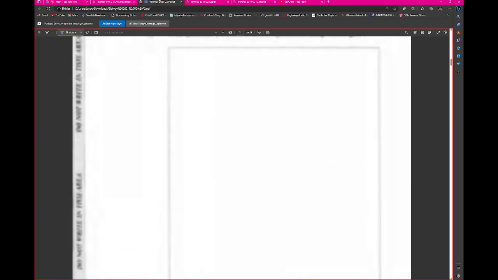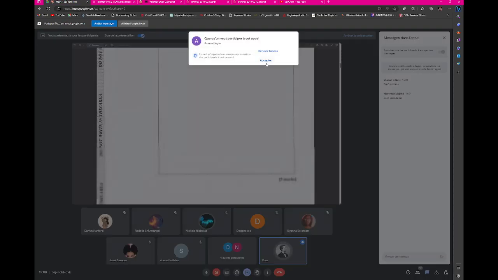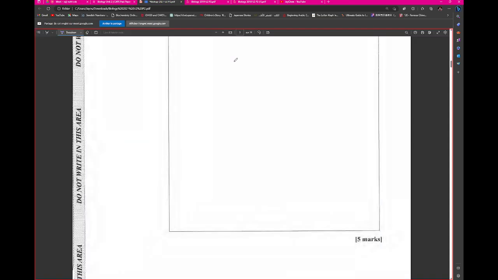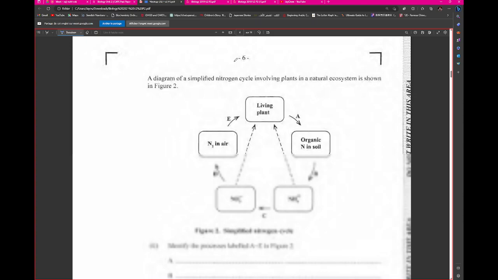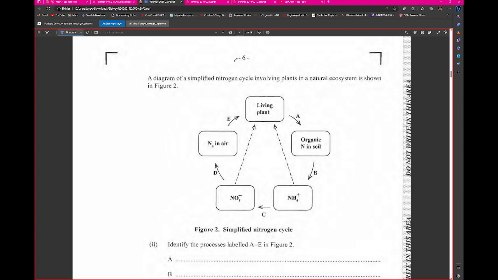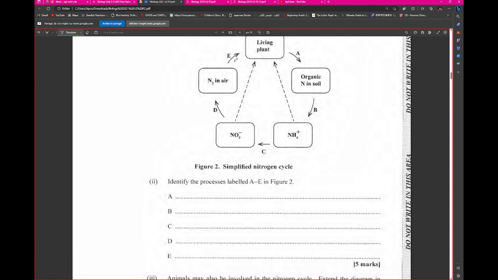So the first question is really just a table. Does it assess biology knowledge? No, you just have to really know how to draw a table and it should be fine. 5 marks, right? It's really a steal, to be very honest. Now, a diagram of a simplified nitrogen cycle involving plants in a natural ecosystem is shown. So now we have to label all the processes shown.